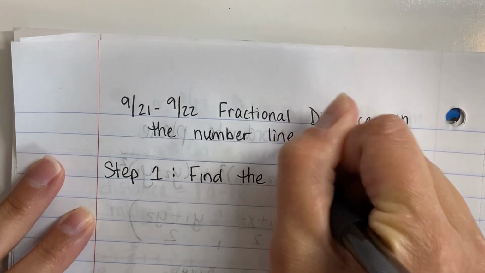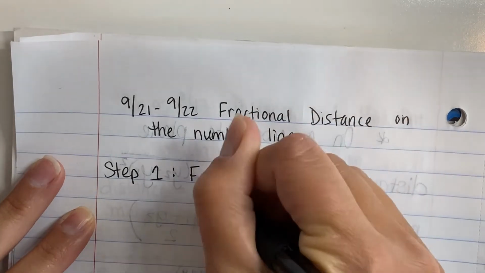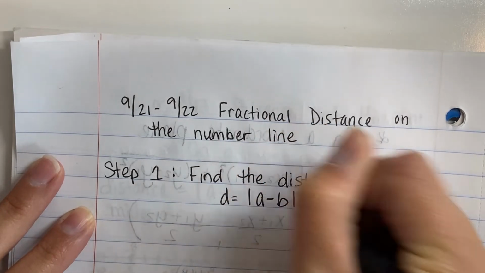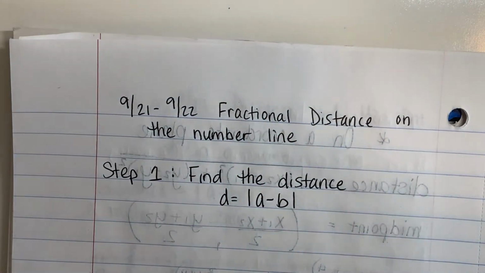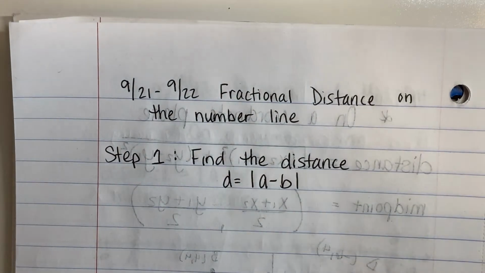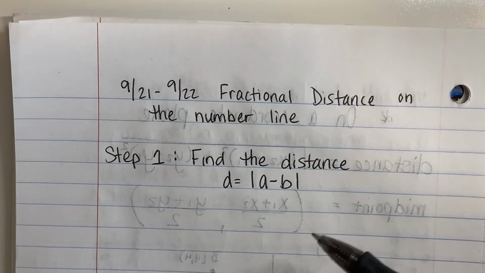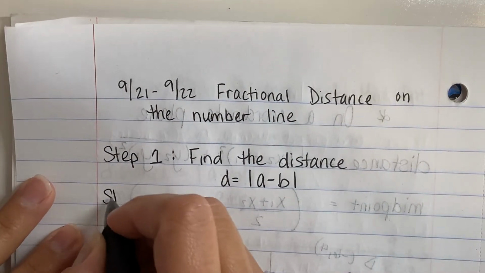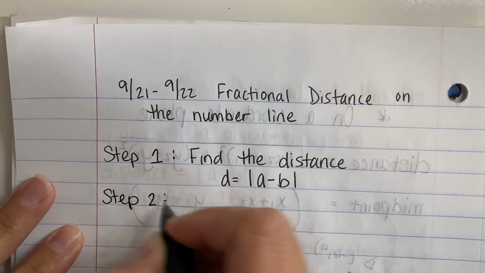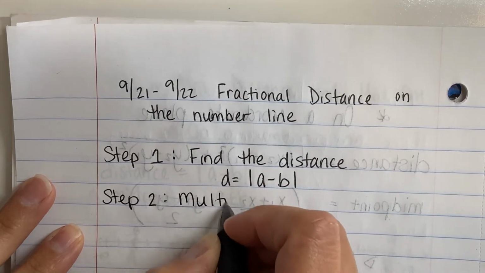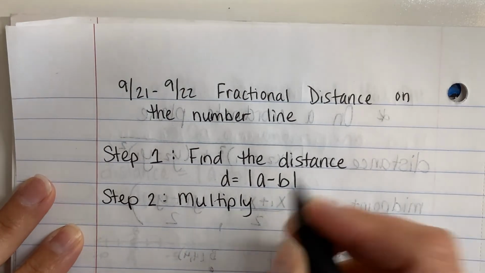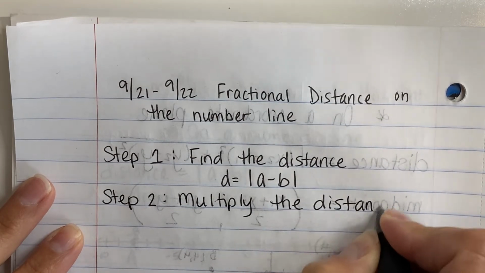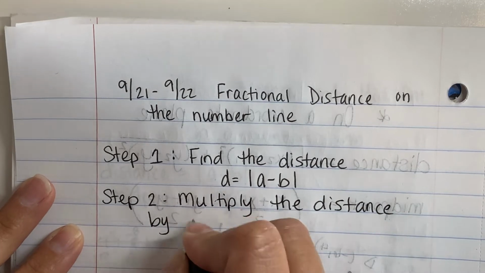Now this is on a number line, so it's just two numbers. So remember, D equals the absolute value of A minus B. And again, the order doesn't matter. A and B are your 2 points. Step 2, multiply that distance that you found in step 1, multiply the distance by your given fraction.